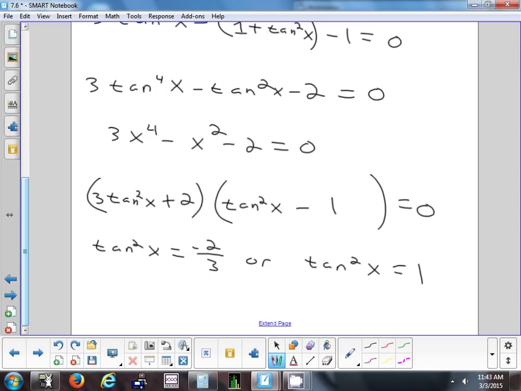Okay, so Casey, what would I do on both sides to get rid of the square? You take the square root. What's going to happen if you take the square root of each side?